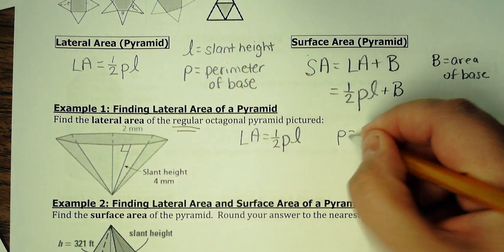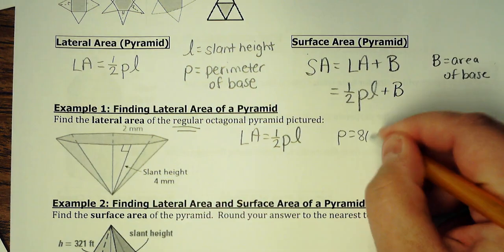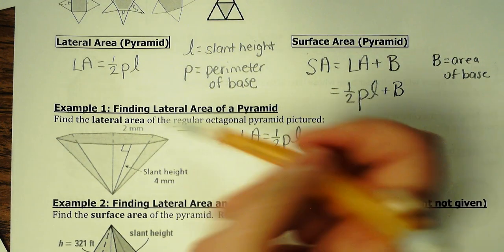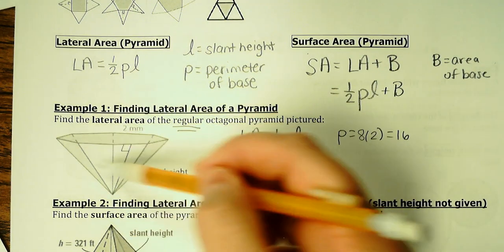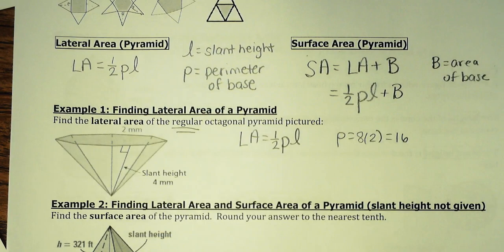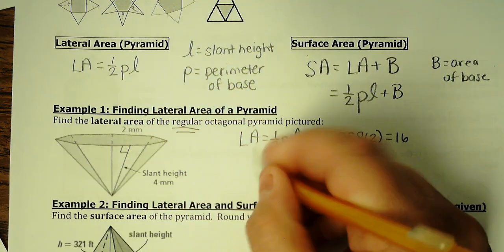So the perimeter of that base, it's telling me each side is 2, so it'd be 8 times 2. So the perimeter of that base is going to be 16. That will be the base of every single one of the 8 triangular faces. Now, the slant height is actually given to us in the problem, so I don't have to figure that out. It's just 4, and we're going to plug that in.